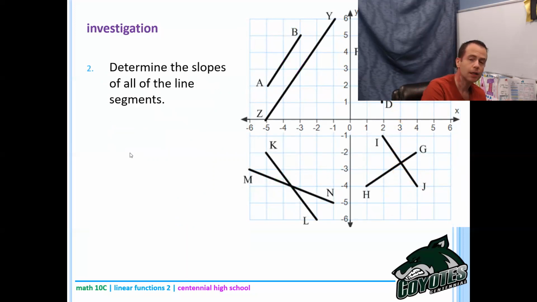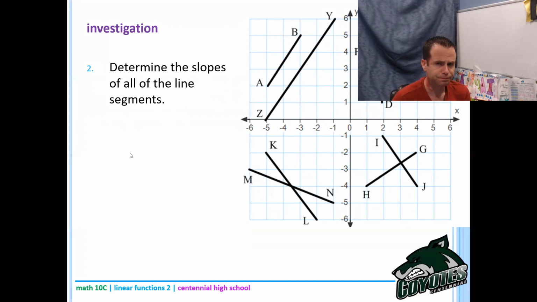So pause me. You don't have to use a slope formula here because they're on a grid. Remember, when you have a grid, you can just go rise over run. So go from one point to the next point. How far up, down do I have to go? And how far left, right do I have to go? Rise refers to the up, down. Run refers to the left, right.